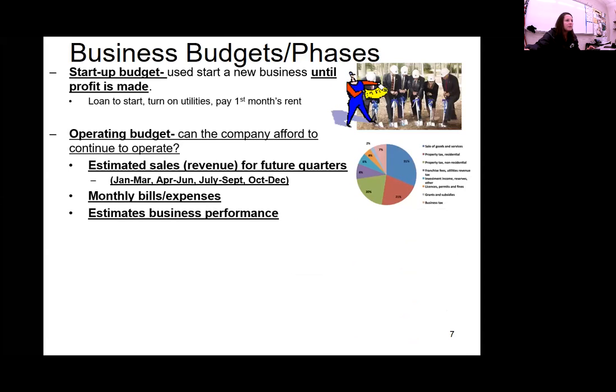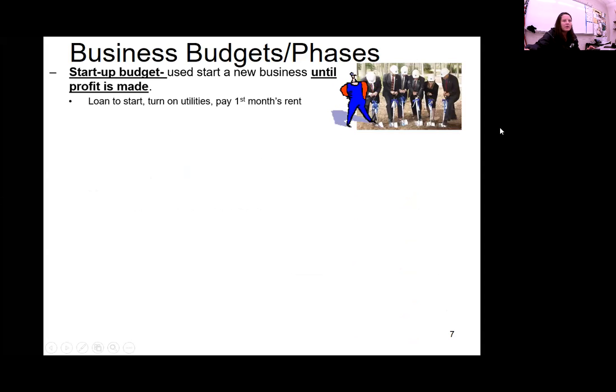So we're going to look at different budgets at first. The first budget that you'll need to know is a startup budget. This actually starts your business up and running. It helps your business run financially until you start making a profit. This would include maybe getting a loan from the bank to start your business, getting your power turned on for your utilities, maybe paying your first month's rent, buying that first chunk of inventory. So your startup budget is used at the very beginning to get your business off its feet.